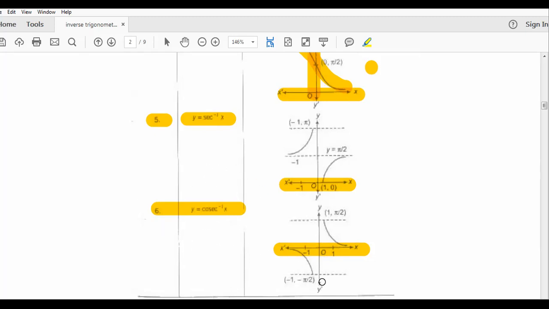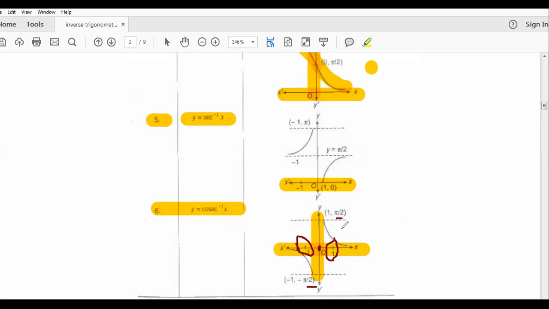And similarly in the case of range, except the point 0, all the range is -pi by 2 to pi by 2, except the point 0. So leave this point 0. So remember these things. In case of cosecant inverse x, in the domain we have to leave these 2 points -1 and 1. Okay, and in case of range, the range is -pi by 2 to pi by 2, except the point 0 along the y-axis.